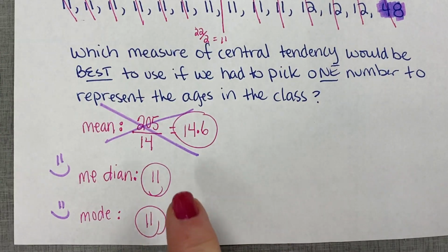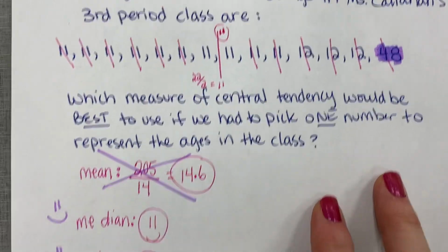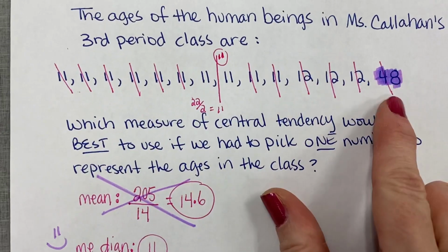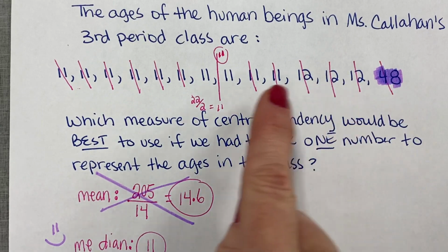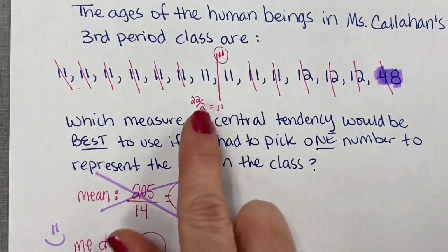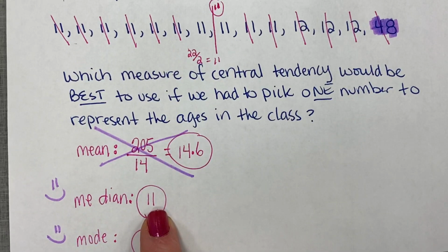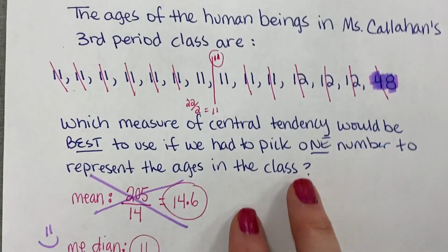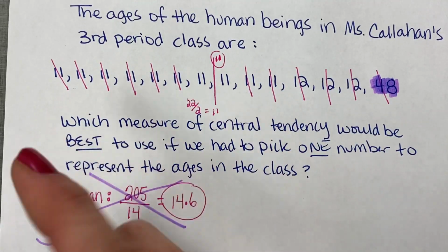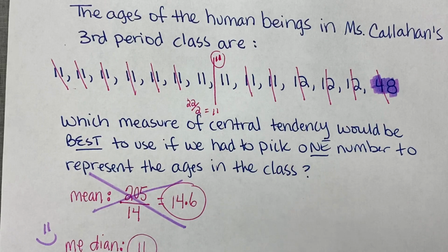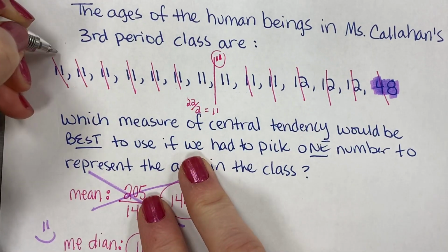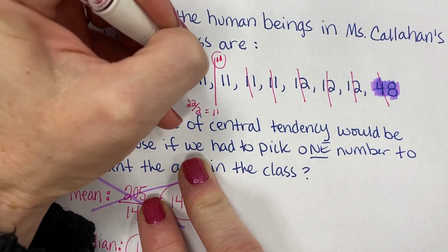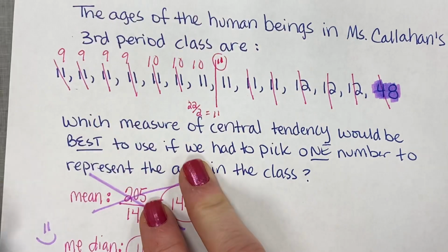Now, I'll tell you, more often than not, in a scenario like this, I would use the median. When I just have one kind of strange outlier, I often will use the middle to represent my measure of central tendency. In this case, the mode was okay because there were a lot of 11-year-olds, but let's just say I had some 9-year-olds, some 10-year-olds, and then my 11 and 12-year-olds.